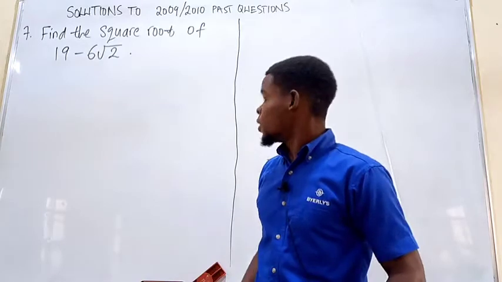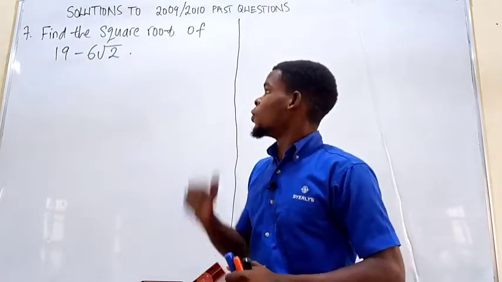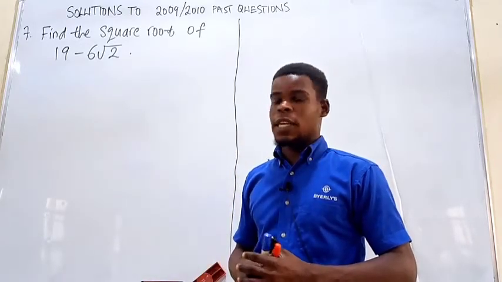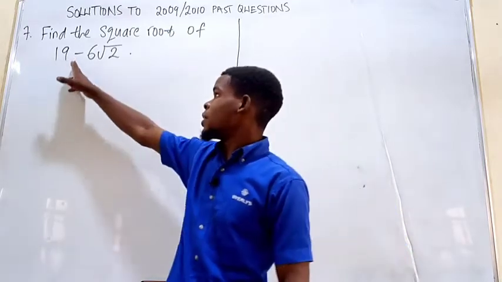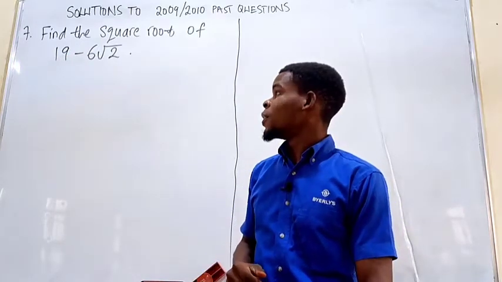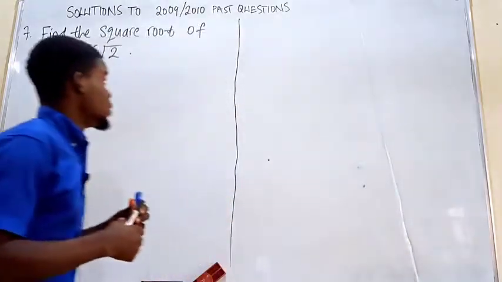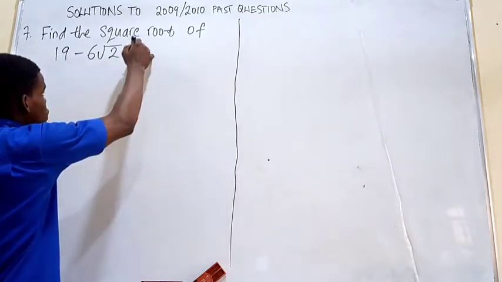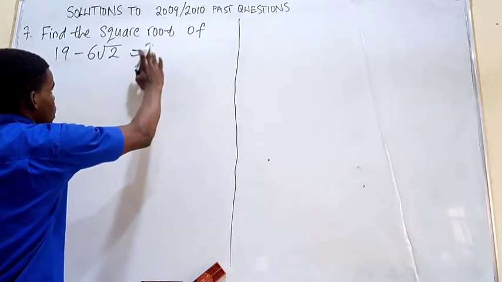We want to find the square root of 19 minus 6 root 2. Well, when we want to find the square root of a surd expression like this one, the first thing we're going to look at is the sign in front of the radical term, that is whether it is minus or plus. So that will determine the nature of the square root. So in this case, we are going to assume the square root to be, let me put it down this way.